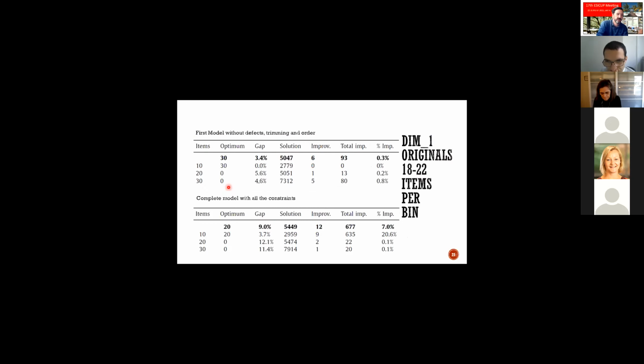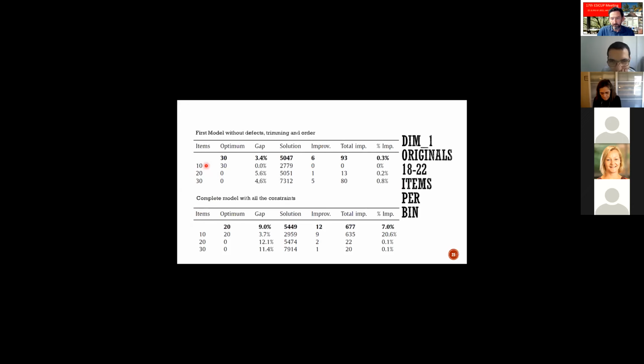Okay, with this adaptation, this is the original one, where there are around 18 to 20 items per bin. This is the result of the first basic model. This is the result of the complete model. I haven't said that the number of items goes from 10. There are 3 classes: 10, 20, and 30. In each class, there are 30 instances.